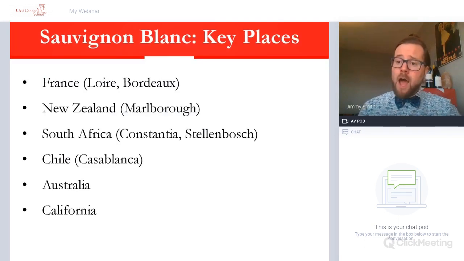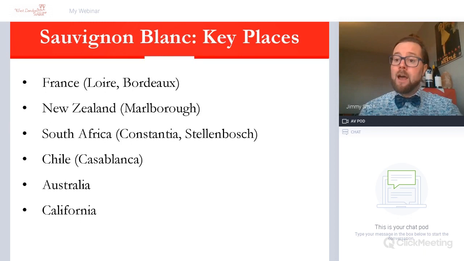Key places that we find Sauvignon Blanc are listed here. The leading place is its home country, which is France, and mainly around the Loire, around villages you may have heard of, like Sancerre or Pouilly-Fumé, or around the region of Touraine, around the city of Tours. It's also from around Bordeaux. These are the main areas. In Bordeaux, it's more likely to be blended. In the Loire, it's more likely to be a single varietal.